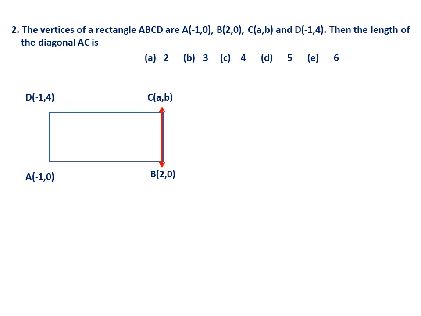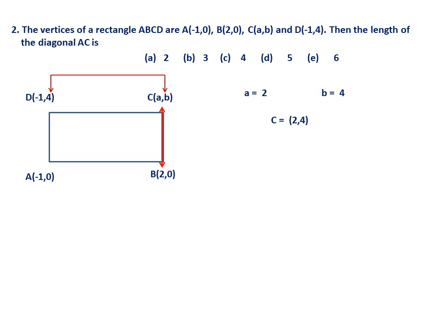So the x coordinate of B and the x coordinate of C should be one and the same. So therefore it is 2, because this is actually parallel to the y-axis. Then similarly, the y coordinate of D and the y coordinate of C should be the same, because DC is parallel to the x-axis, so its y value should be the same. Therefore, definitely it should be equal to 4. Now, you can definitely find C is (2, 4). Therefore, the coordinate of C is (2, 4).